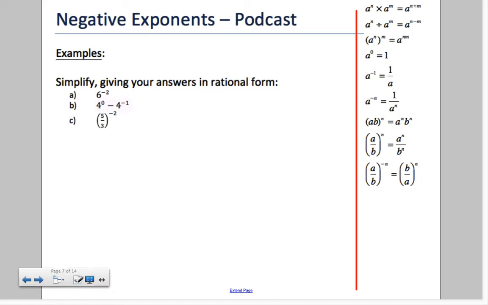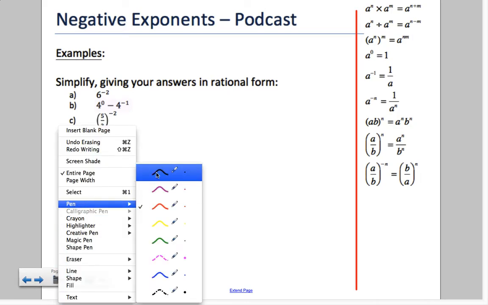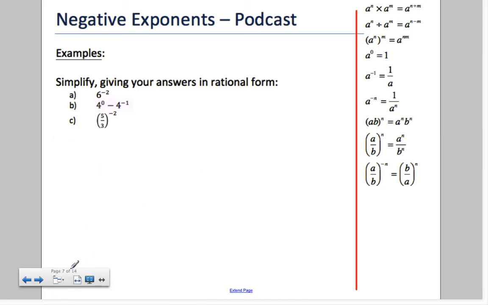Hello grade 10, this is Miss Hughes and today we're going to look at using negative exponents. I've put the rules on the side because we may need to use them. Alright, here we go. Example A.